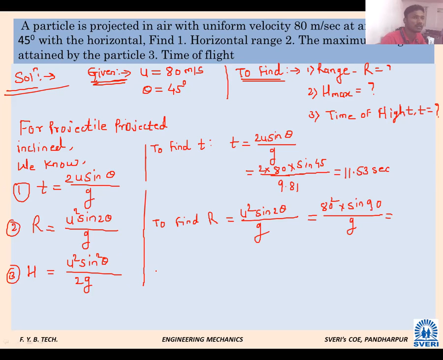And H max also you can find. Why is the word max used for H? Anybody? Whatever height we are going to get, it is maximum. To find H max, H max is equal to u square sin square theta divided by 2g. Calculate quickly and tell me, what is the answer? R, how much online? Anyone?